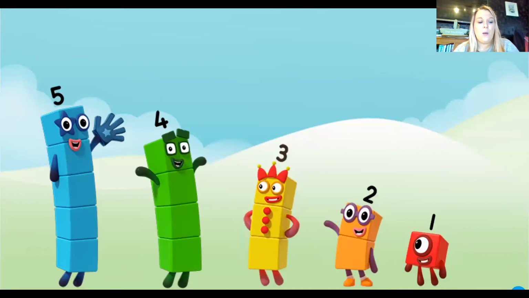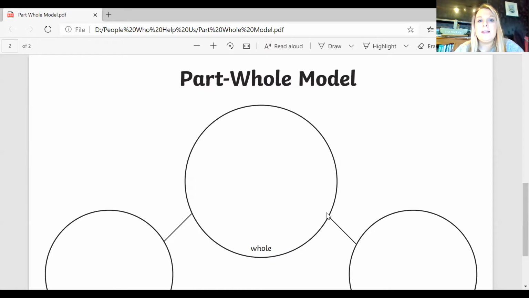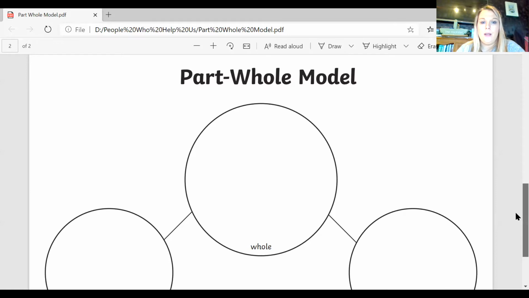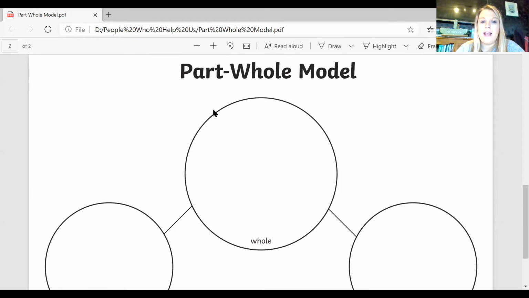Well done. Good. Before I show you the next bit, I'm just going to show you something new that we haven't seen before. Oh no, I can show you this actually, because this is what I want you to see. So this here is called a part-whole model. I don't think we've looked at these before, children, but the way that they work is we put in this big circle here the big number that we want to make. So if we wanted to make the number 5, we would put the number 5 in this big circle, in the whole. The whole is 5.